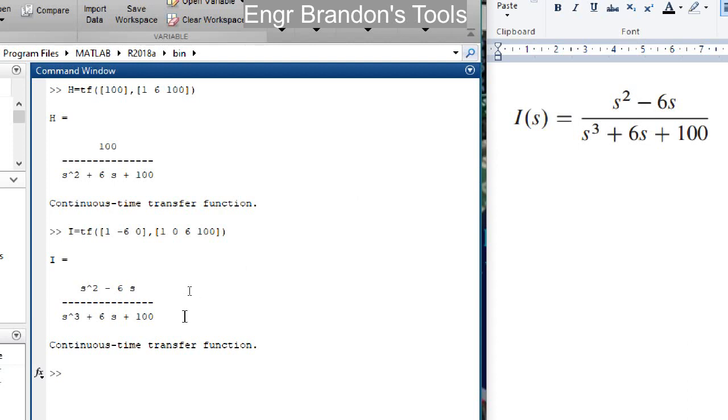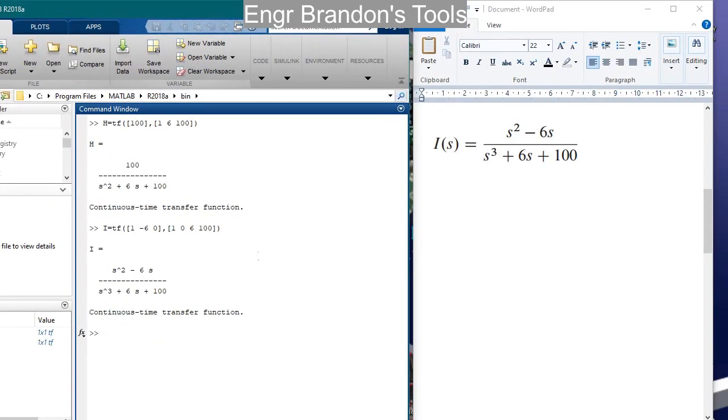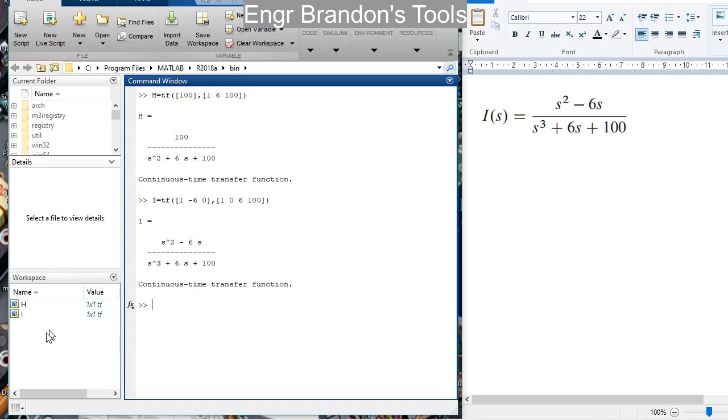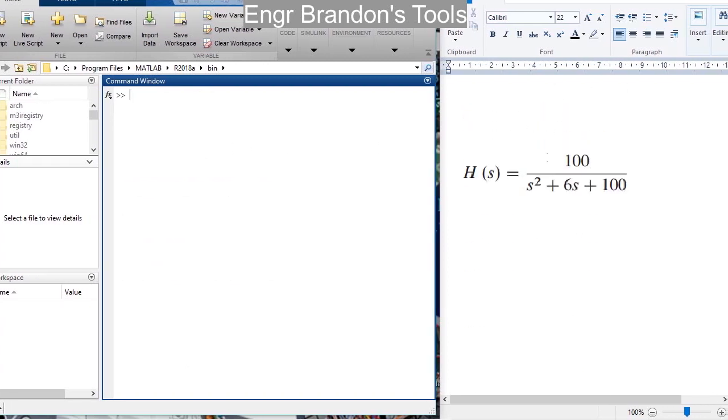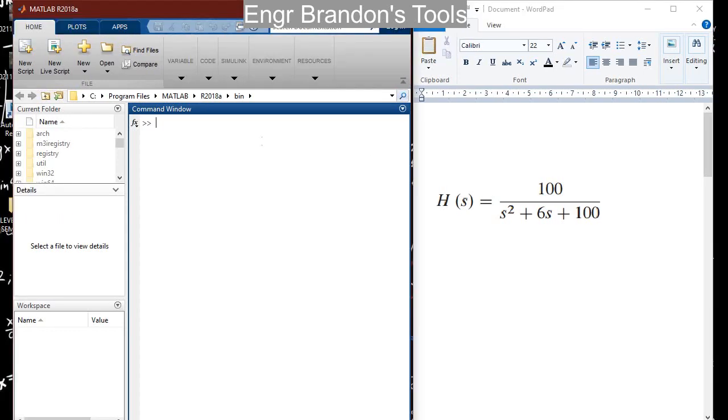Let us move to the second method. You notice that variables were stored in the workspace, so we can clear our workspace to do further defining of transfer functions. Then let us equally clear our command window. Let us move to the second method of defining transfer functions. Let us go back to our first example. This method is known as the s equals TF of s method.